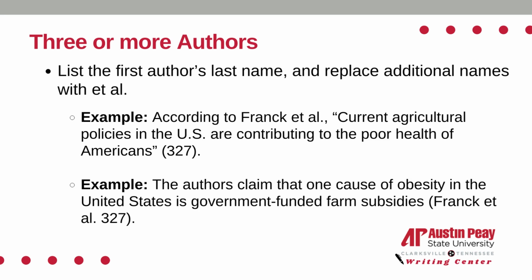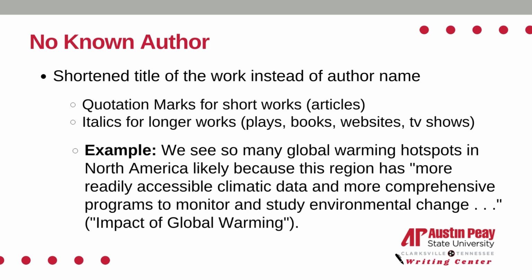When citing 3 or more authors, include only the first author's last name and then replace additional names with et al. When citing a source with no known author, it is important to include a shortened title of the work instead of the author name. Provide page numbers when possible.